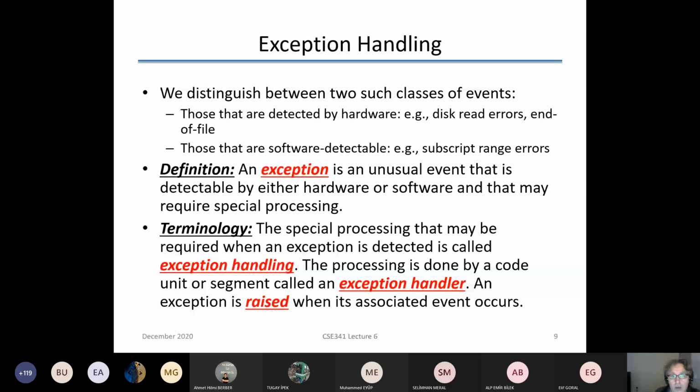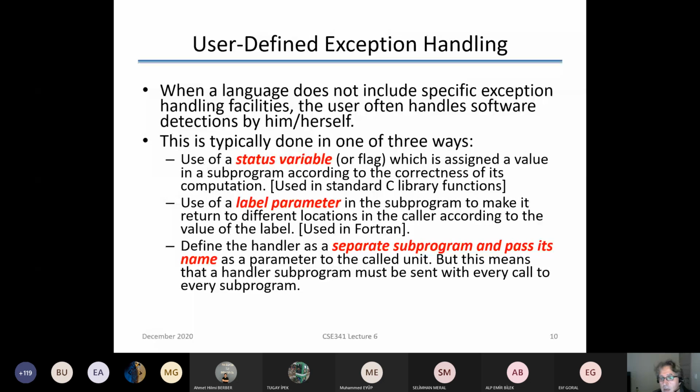Okay. So user-defined exception handling: when a language does not include specific exception handling mechanisms, then the user often handles software detections by themselves. This is typically done in one of three ways. One is to use a status variable or a flag, which is assigned a value in a subprogram according to correctness of its computation. This is using standard C library functions.